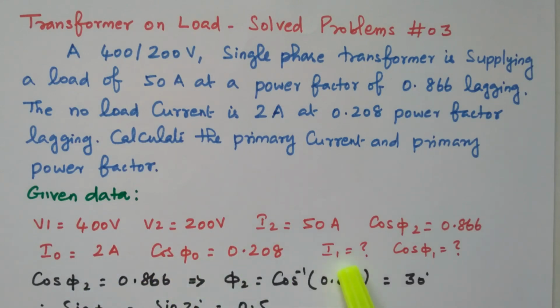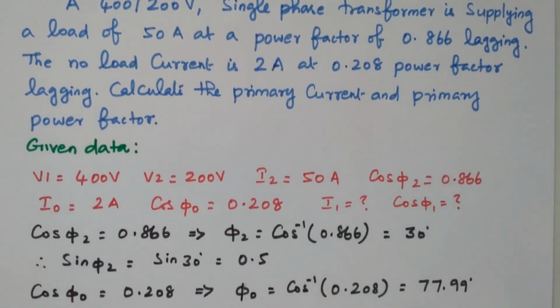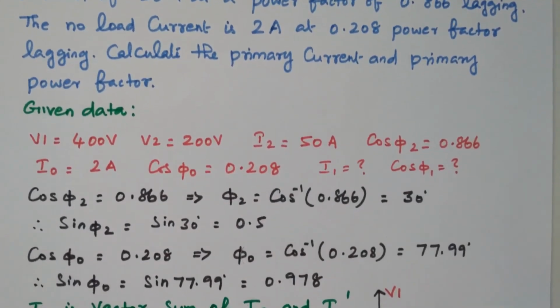We need to find the primary current I1 as well as the primary power factor cos phi 1. Now we have cos phi 2 as well as cos phi naught. From these two values we can find the phi 2 value and phi naught value. Cos phi 2 equals 0.866, so phi 2 equals cos inverse 0.866.